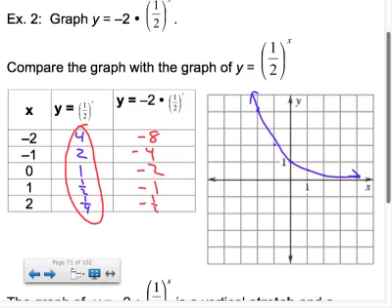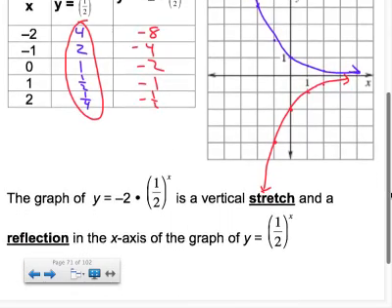I only go down 5, so -8 would be somewhere way down here. Okay? And then -1, -4, -1, -4. At 0, we're at -2. At 1, we're at -1, and then at 2, we're at -1/2. And so this guy's going to look something like this. Okay. And we talked about this yesterday too, so this shouldn't be anything too crazy.